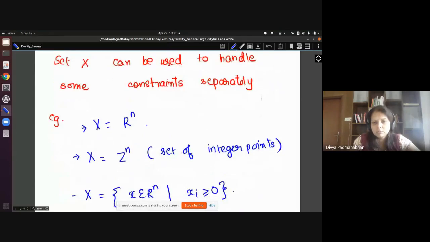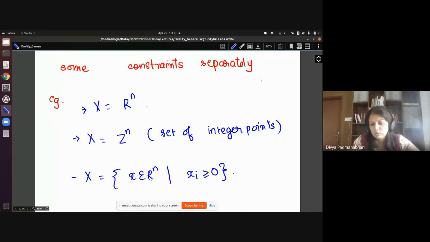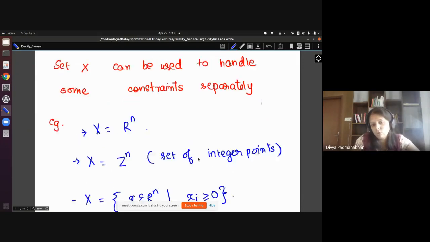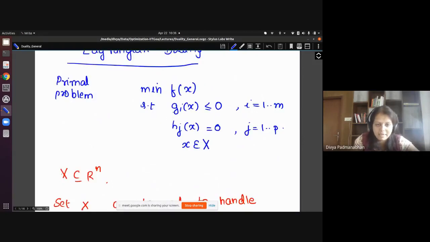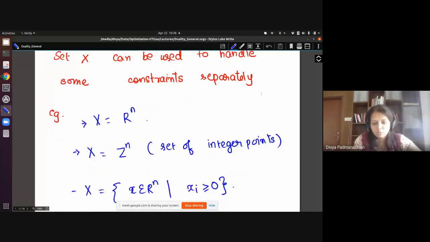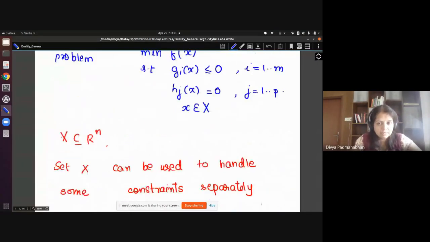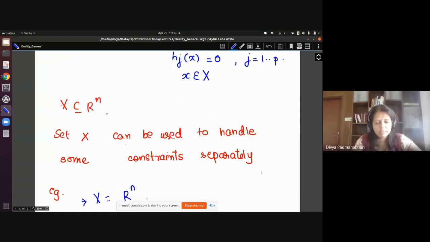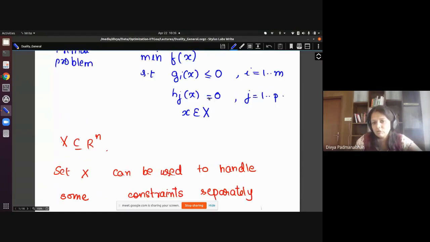Another possibility for the set X: like I said, you can handle some constraints differently. Something like x_i greater than or equal to 0. If you don't want to treat it along with the inequality constraints, you can write it separately in X. These things will get clearer later when we do some examples, but for now you can think of X as just the domain on which you're defining this problem.